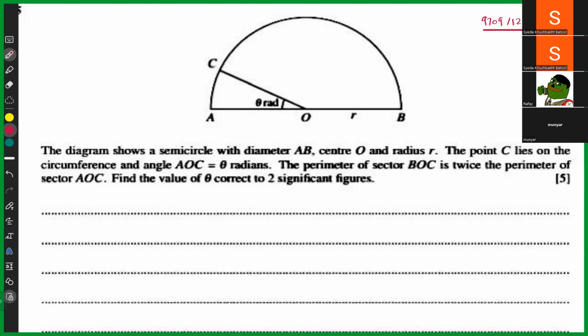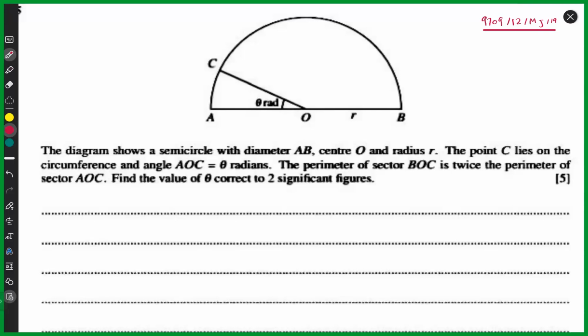So the question says the diagram shows a semicircle with diameter AB, center O, and radius R. The point C lies on the circumference and angle AOC is theta radians. The perimeter of the sector BOC is twice the perimeter of the sector AOC. Find the value of theta correct to two significant figures.